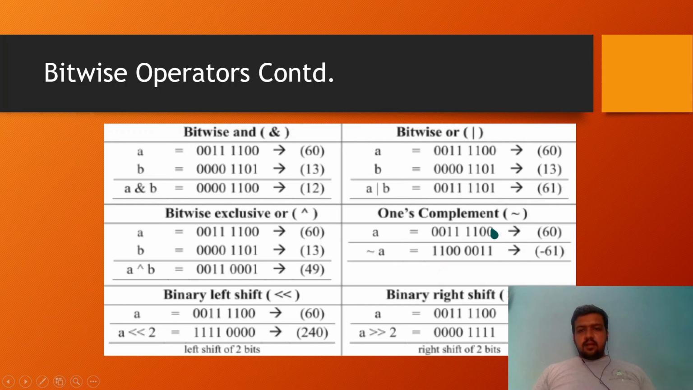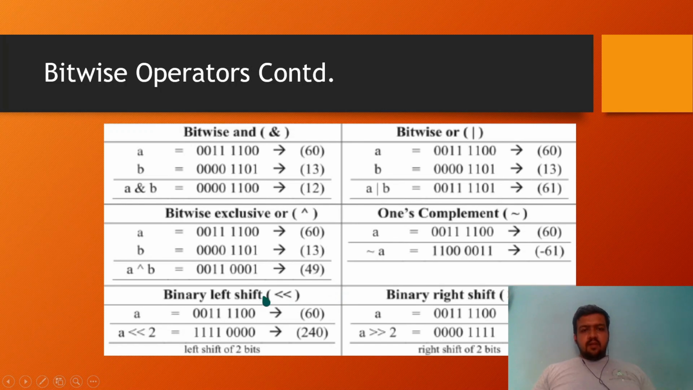One's complement is nothing but a negation in terms of binary. So we have a sequence of 00111100. We simply negate it, or flip it, and we get 11000011. In the integer sense, it becomes a negative value, or the ones complement value of the value 60, which is minus 61.